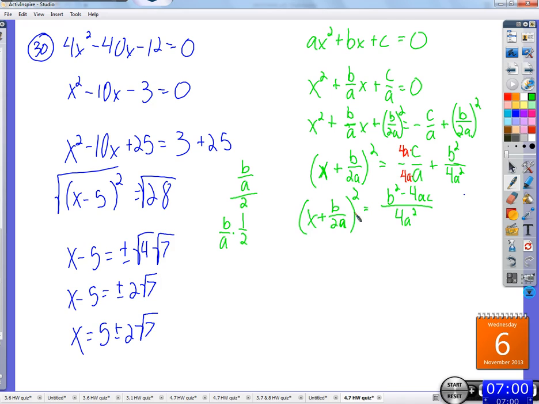So now we got a perfect square trinomial, the product of two identical factors, a square factor, equals that, right? All those leftovers. Over here, that looks like this: x minus 5 squared equals 28. 28 is just kind of the leftovers after we move 3 over there and add 25. Do we take the square root now? Now we take the square root. Uh-huh. And confetti shoots everywhere.